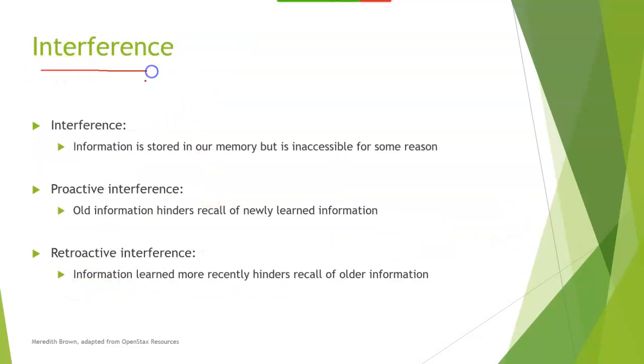All right, next, different types of interference. Interference is when information is stored in our memory, but it's inaccessible for some reason. You have proactive interference. This is old information hindering recall of new. So the old is hindering, old stops new.